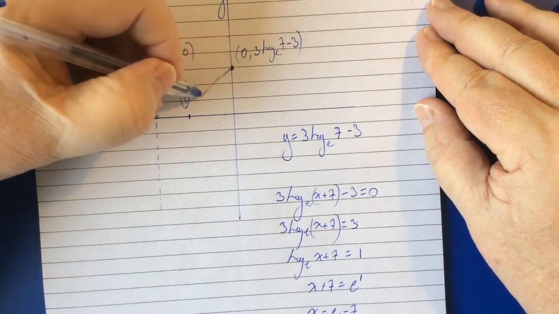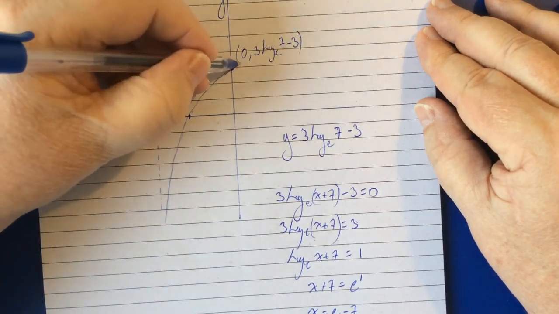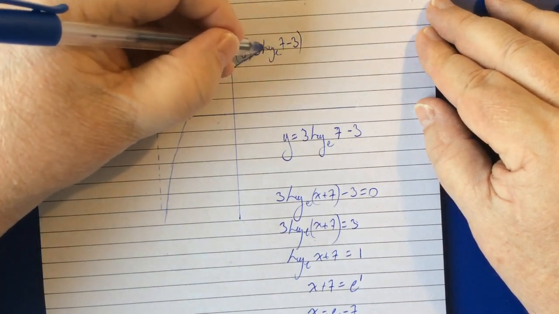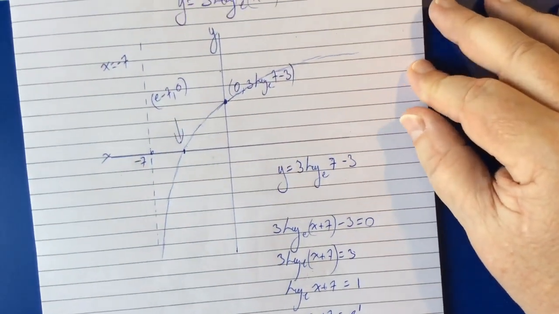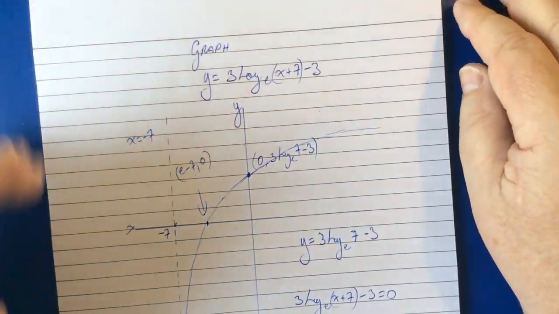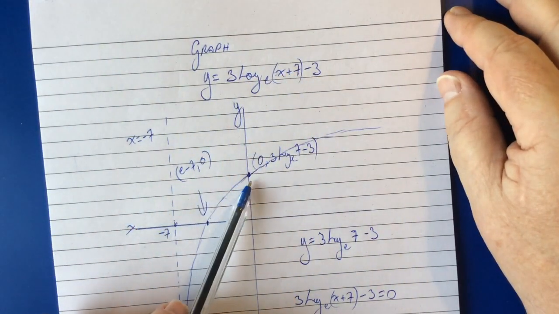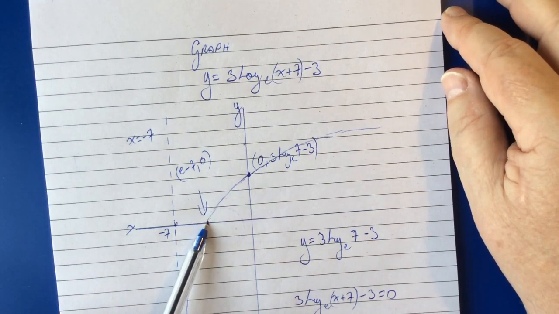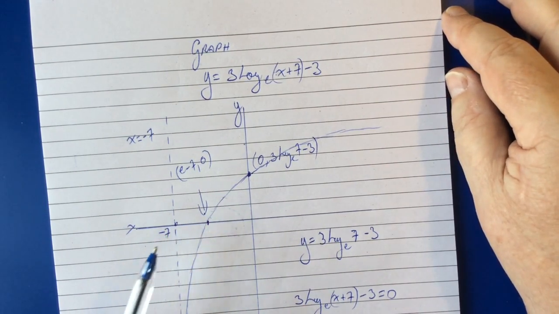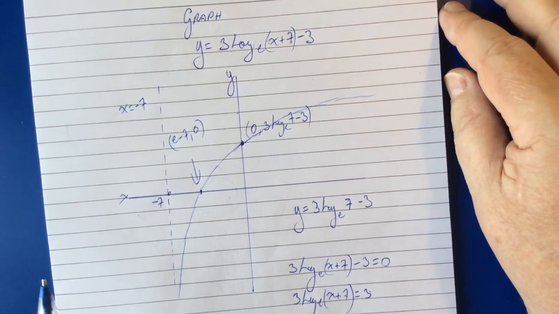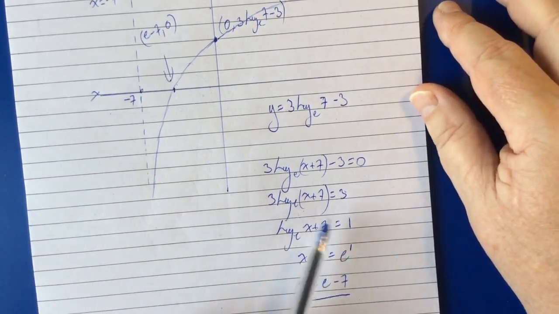And our graph looks like this. Sorry, I'm going to draw through these coordinates. It looks like that. And so that is the graph of y equals log e (x plus 7) minus 3 with its 2 intercepts, with its asymptote out here to the left, and there is the working involved in finding x.